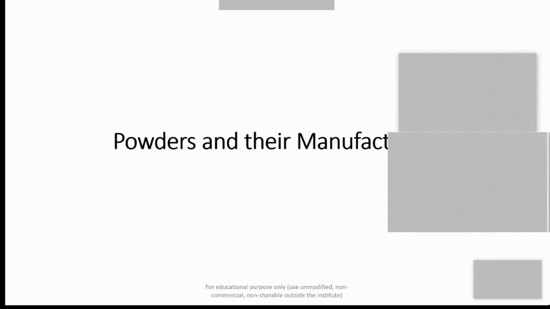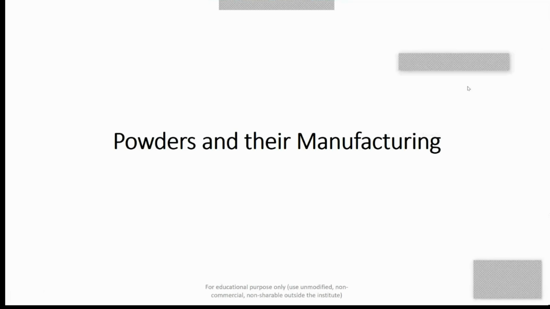Afternoon, students. So today we'll discuss powders and their manufacturing methods. You all know that a product can be made only if you have some raw materials. So in this case, what is the raw material? The raw material is our powder. Powder can be of different types, of different materials. We have already discussed this in our previous class.